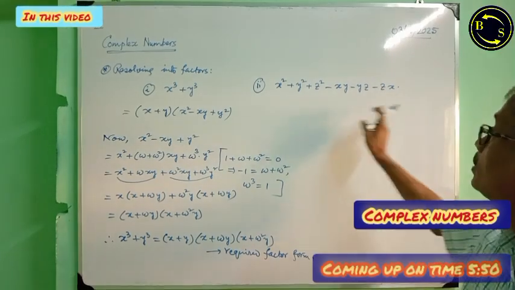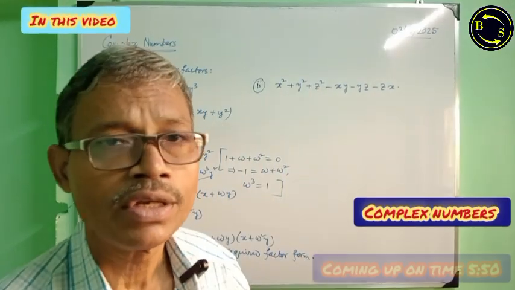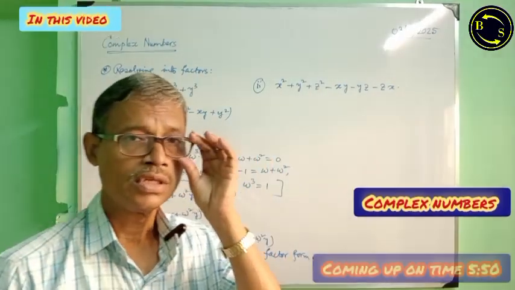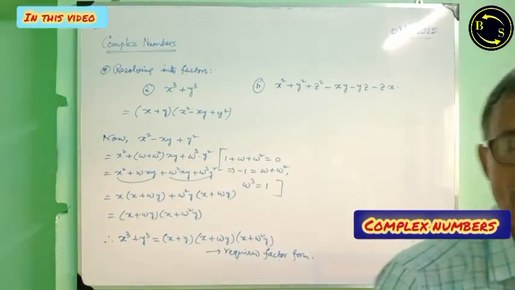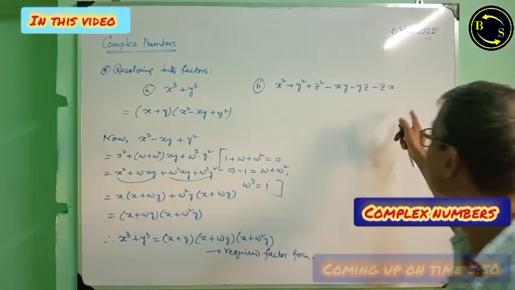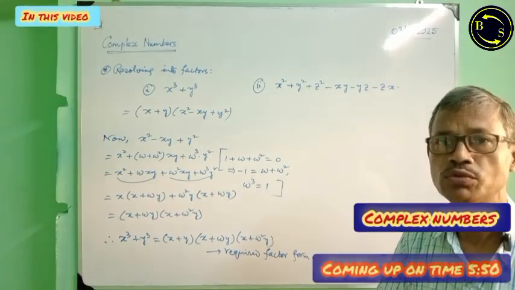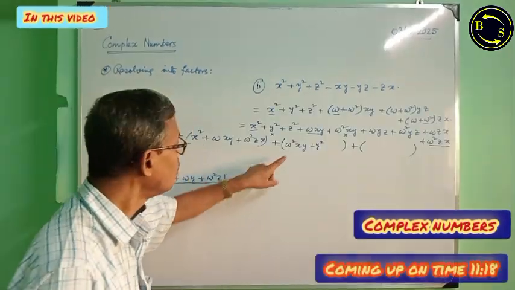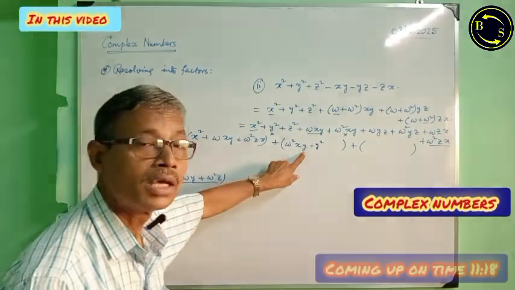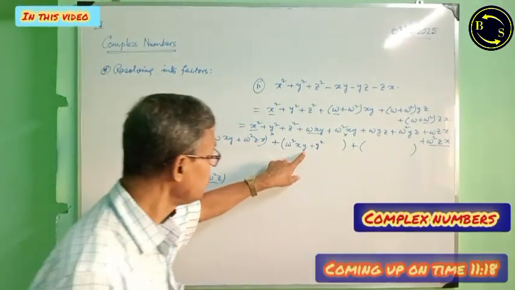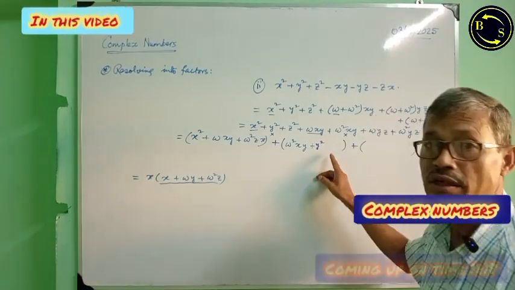This large expression x square plus y square plus z square minus xy minus yz minus zx. Now after learning the ideas of complex numbers, this large expression can also be resolved into factors. I am going to do. Here y or omega y or omega square will be common factor. That means the last term will be z related term.